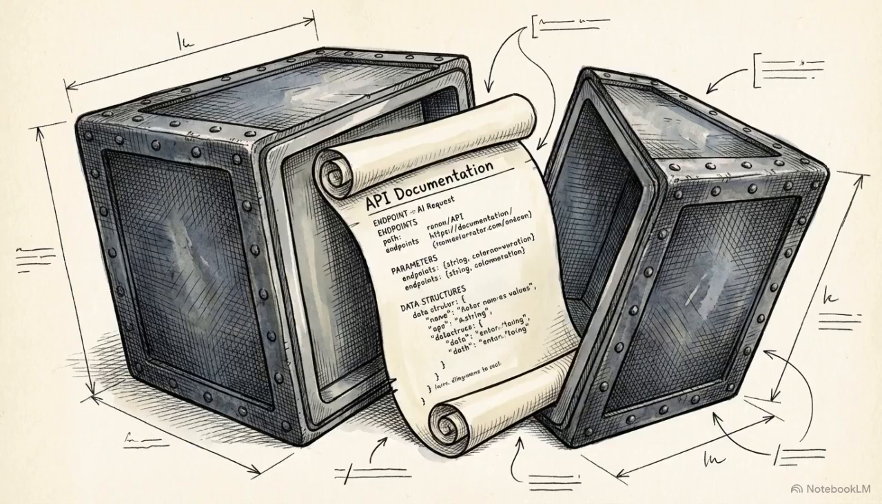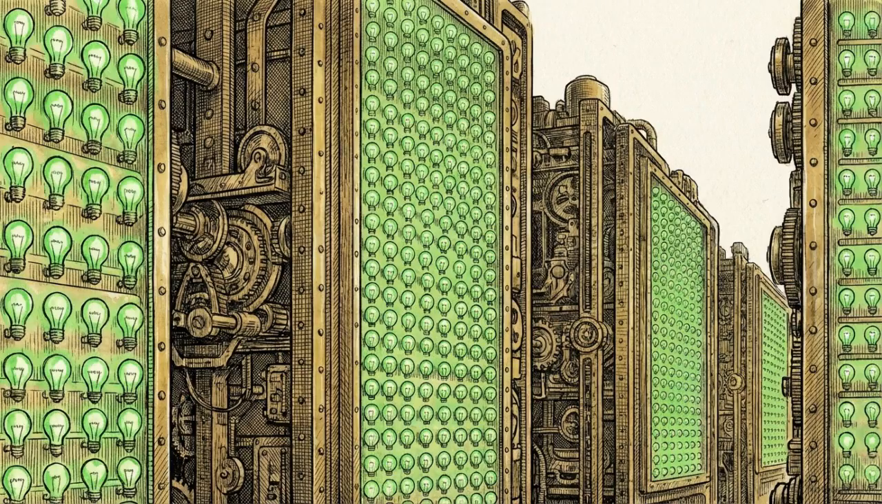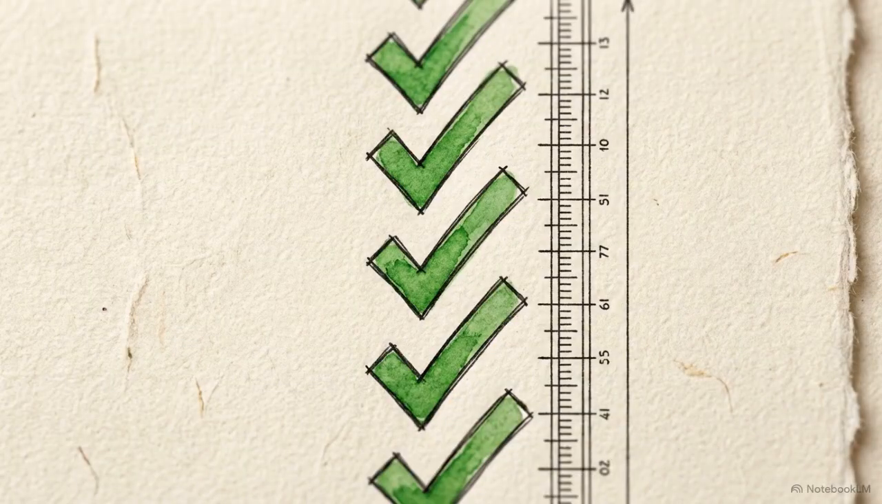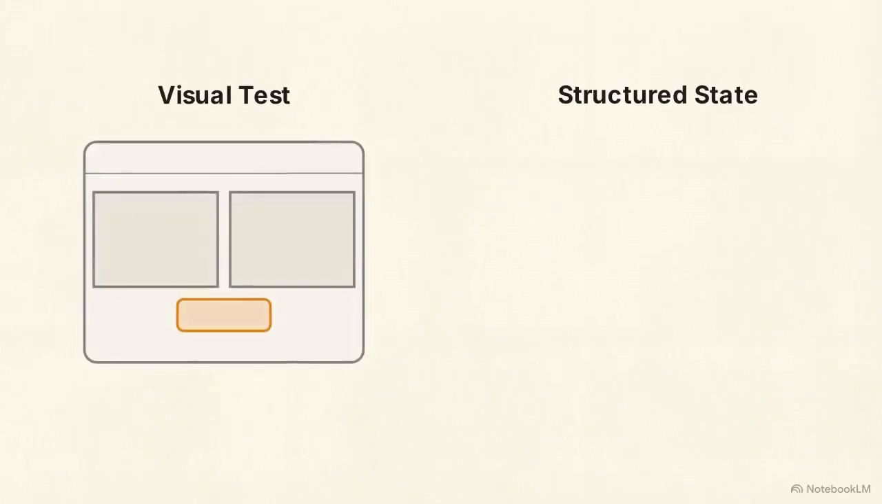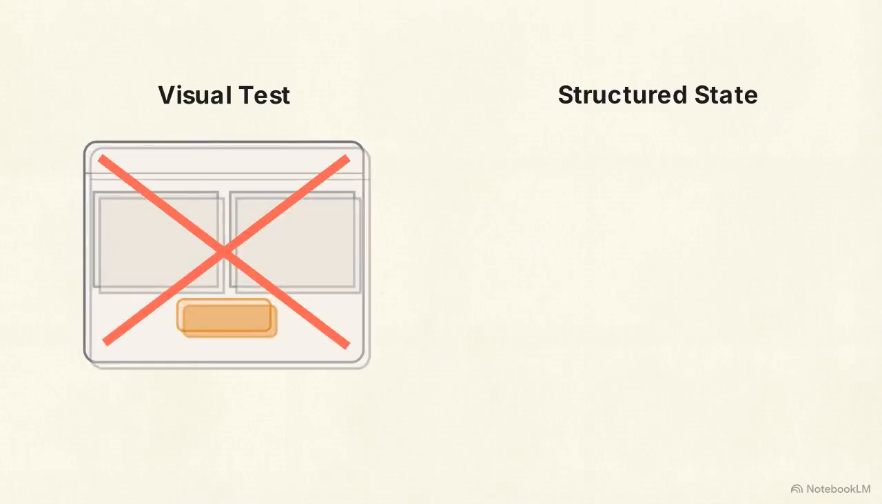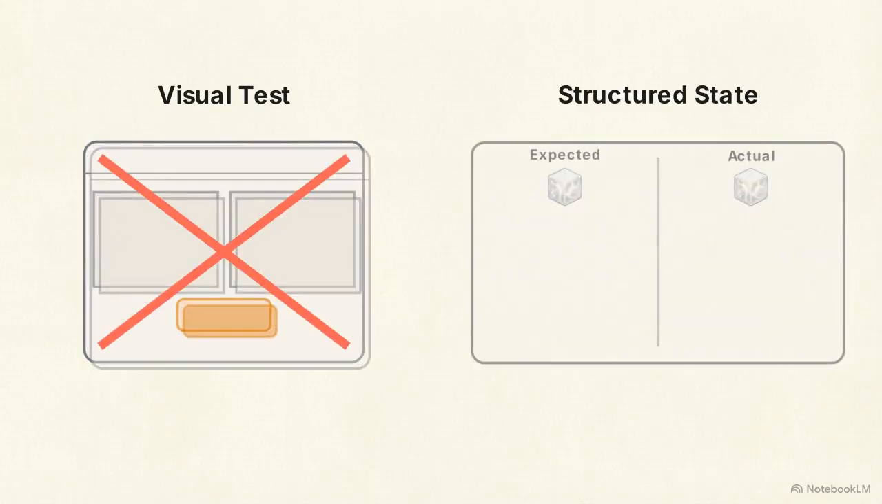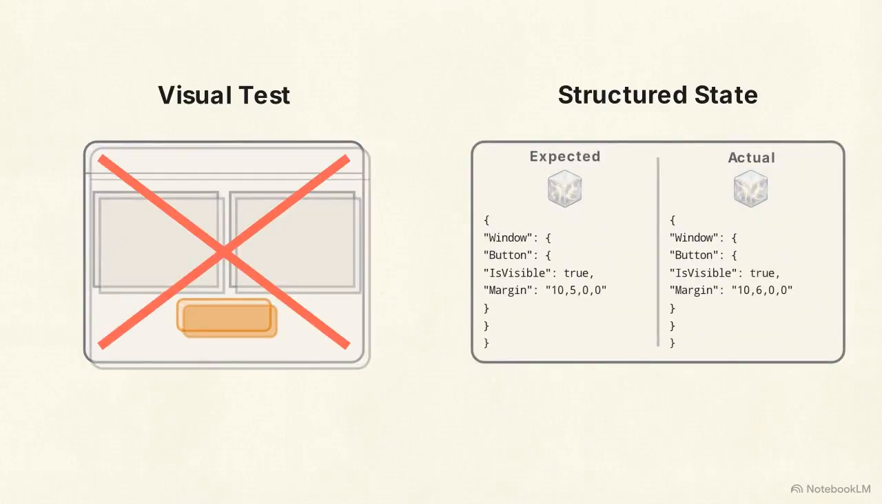Exposing this programmatic API creates a massive advantage for automated regression testing. This diagram compares testing methods side by side. On the left, a 1-pixel shift fails a visual test. On the right, comparing the JSON trees highlights the exact property value that actually changed.